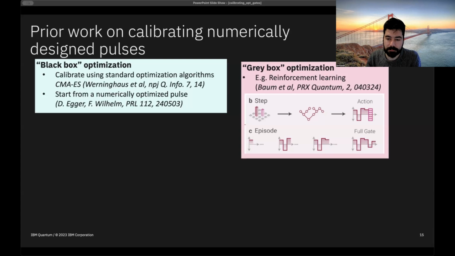Another category is what I'm calling gray box optimization. So this is applying things like reinforcement learning to experiments, to design pulses within experiment. And I call it gray box because it's sort of a classical optimization process, but there's some knowledge of the structure of the problem. So they go step by step and find the next value of, say, a piecewise constant pulse that they want to do.